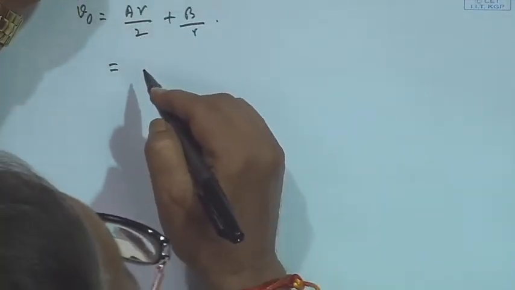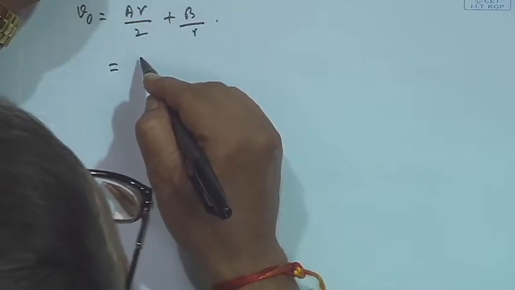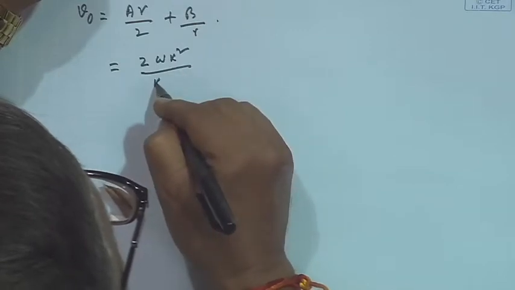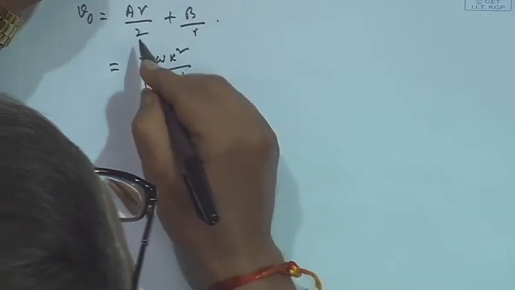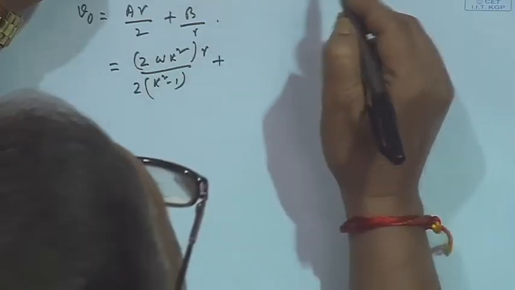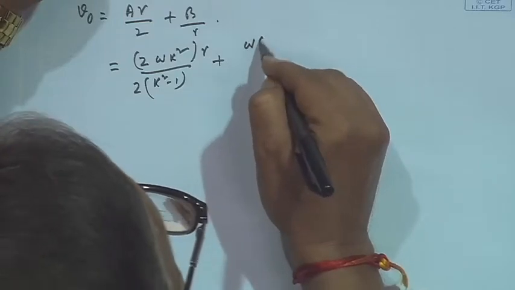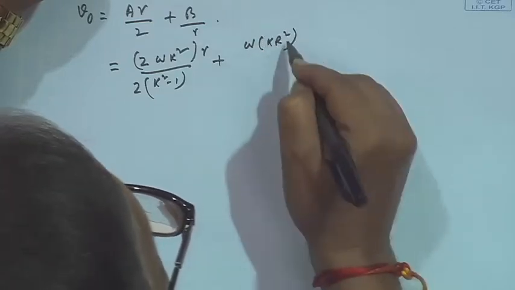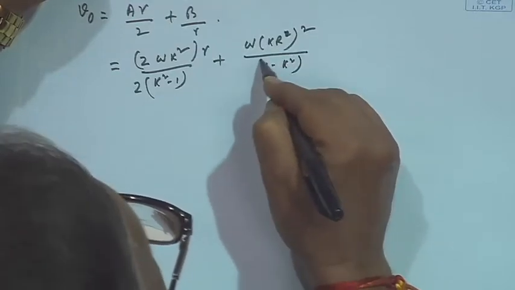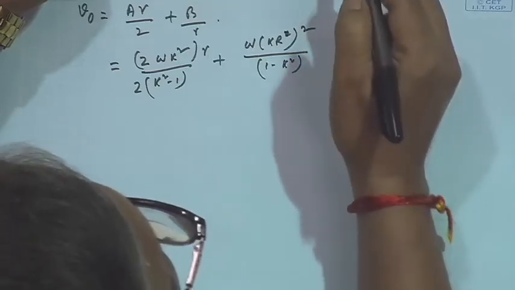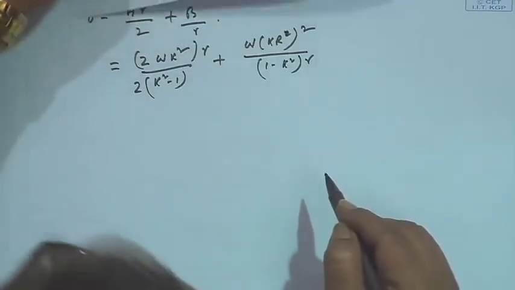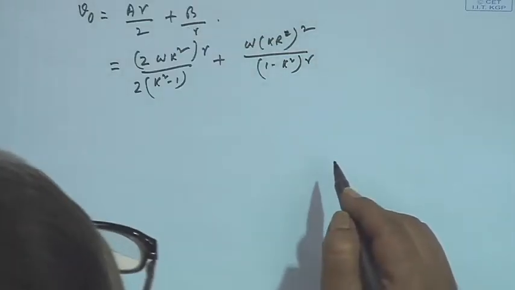So here if we substitute, we can write this to be 2 omega K square divided by K square minus 1. Here it was 2 into R plus B, which we found to be omega K R whole square divided by 1 minus K square, right? And this divided by R, right? So this is what we got, right?